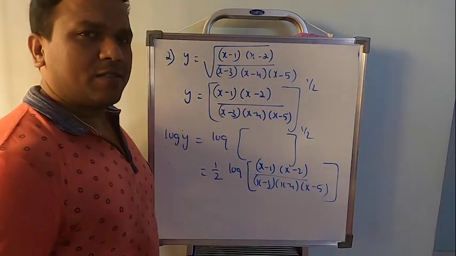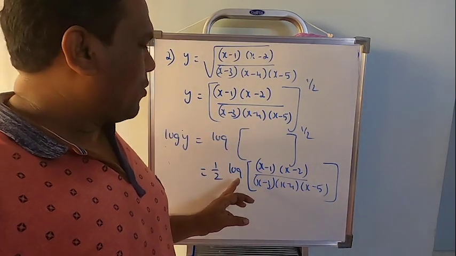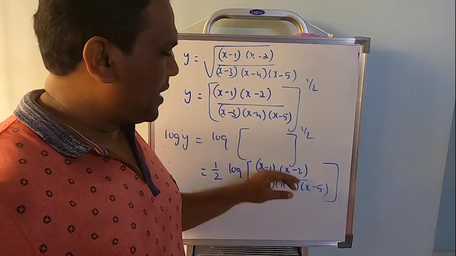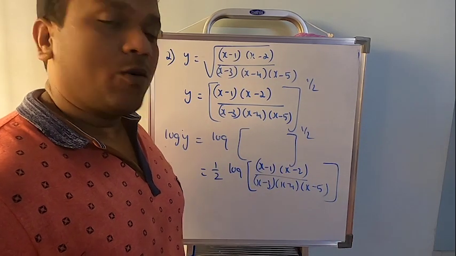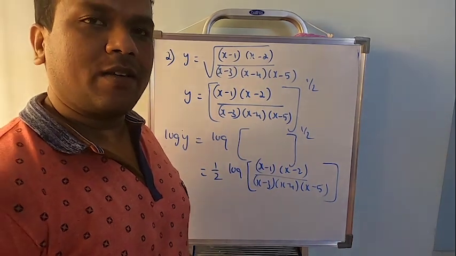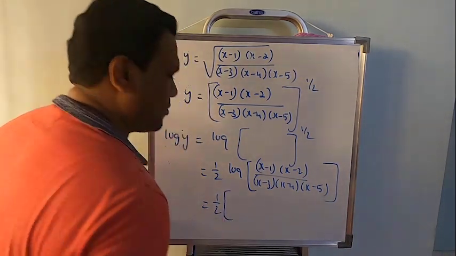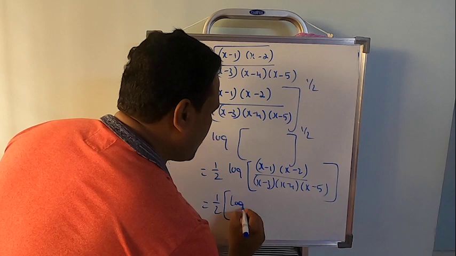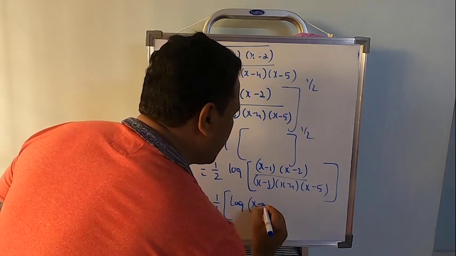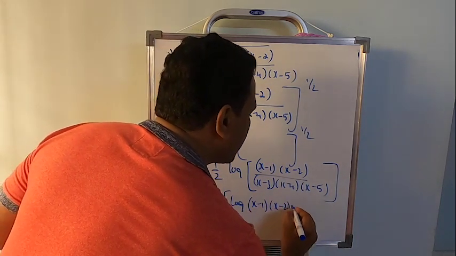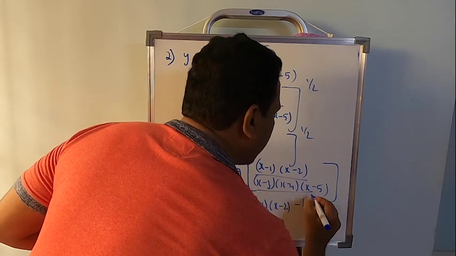Got it? Still it will be simplified. Now look at this. This is in the form of log of a by b or log of x by y. What is log of x by y? Log x minus log y. So this can be written as half, put the bracket, log of numerator x minus 1, x minus 2 minus log of denominator, which is all this.